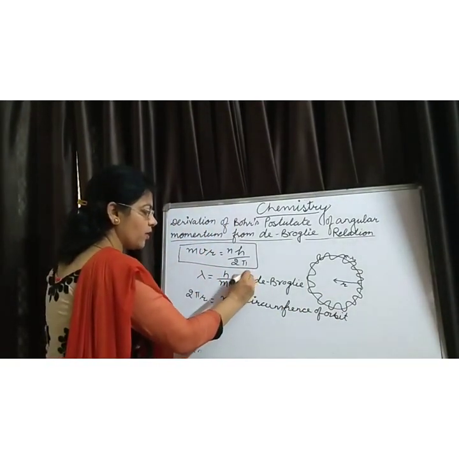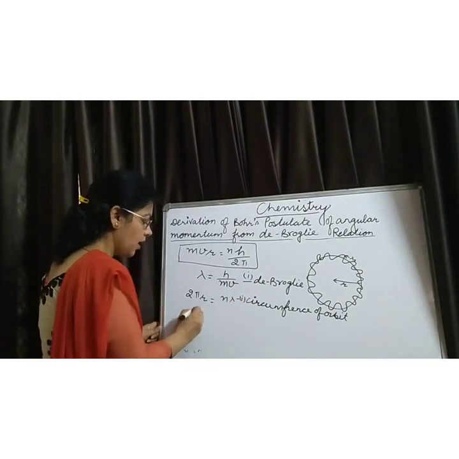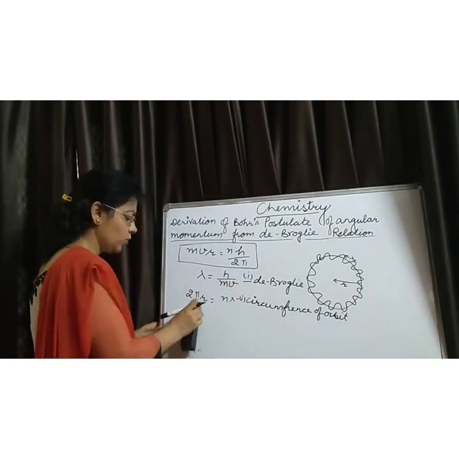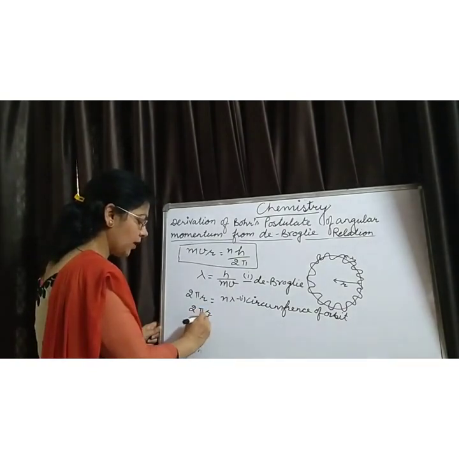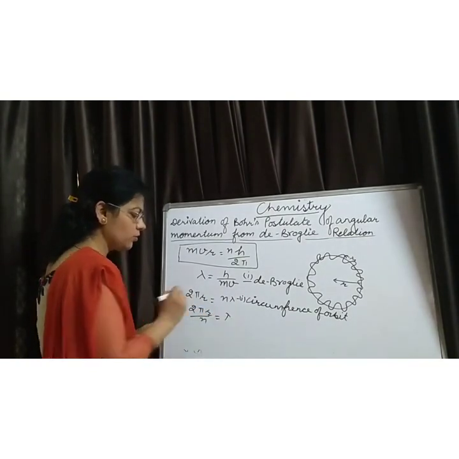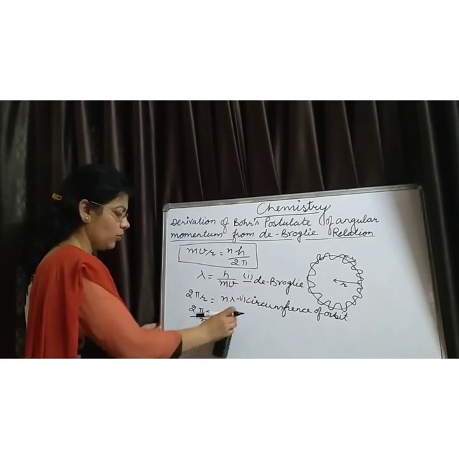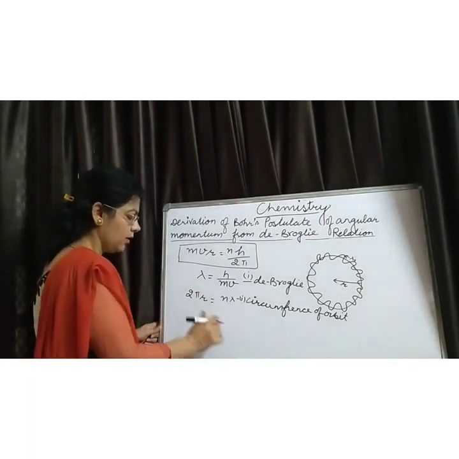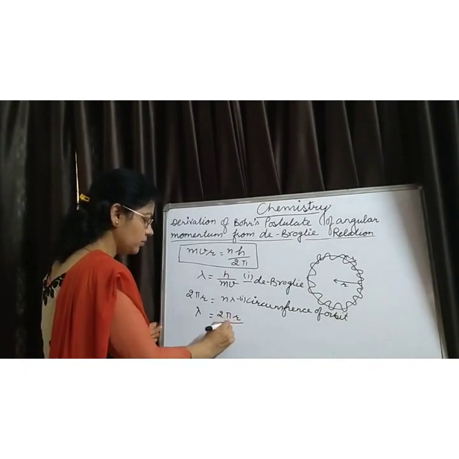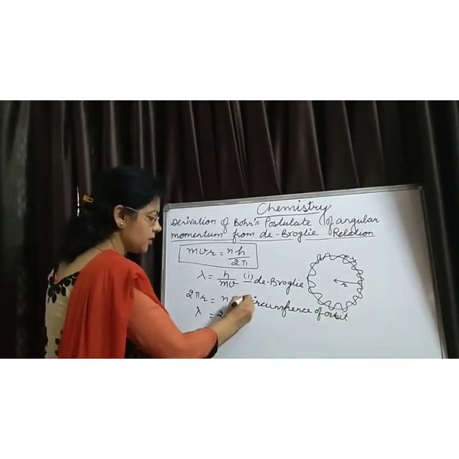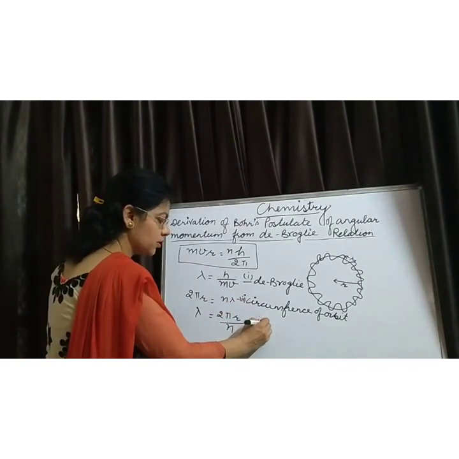From this equation, lambda is equal to 2 pi r upon n. This is equation number three.